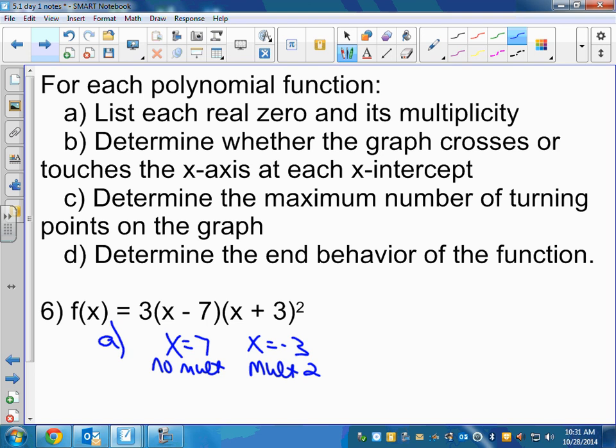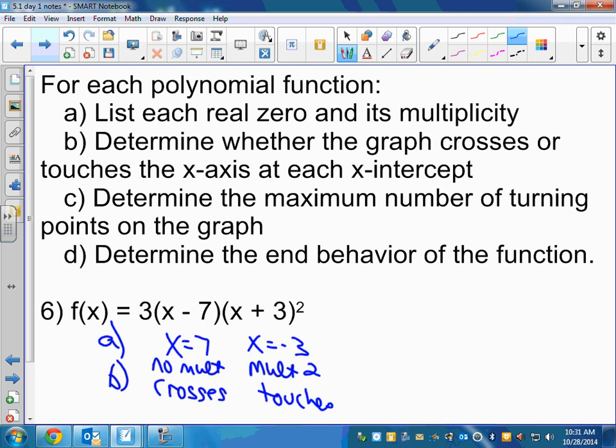Part B, determine whether the graph crosses or touches at each x-intercept. I would just go right underneath here and say, well, there's no multiplicity, but since it's like a power of 1, is that going to cross or touch? Cross. Odd crosses, even touches, which means this one touches. And if you write it right underneath there, I'll know it goes right with it. You don't have to restate at 7, it crosses. At negative 3, it touches. Just like we did on our other example.